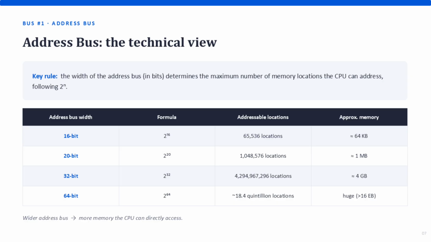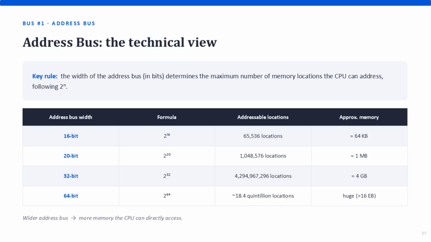But what exactly does width mean? Think of the address bus as a group of electrical lines running between the CPU and memory. Each line carries one bit of information. So, if a processor has a 16-bit address bus, it means there are 16 separate address lines working together. Similarly, a 32-bit address bus has 32 address lines, and a 64-bit address bus has 64 address lines.